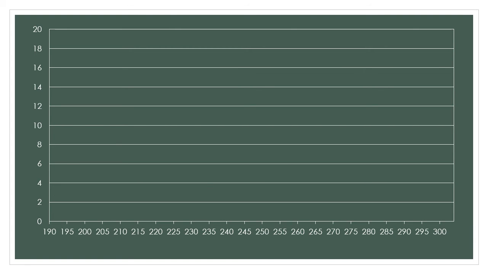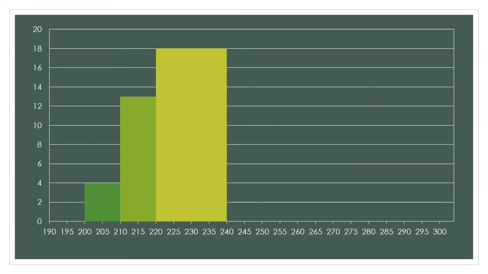Now first was 200 to 210 with the frequency of 4. So it will look something like this. I have drawn a bar which starts from 200, ends at 210, and its height is 4 frequency. Next was 210 to 220, the height was 13 frequency. Next was 220 to 240 with the height of frequency 18. You can see the width of the bar has increased because we have the 20 class length here. Similarly, 240 to 260 with the height of 8, and the last one 260 to 300 with the height of just 2. So this is how our bars are going to look. Okay, so this histogram is over.